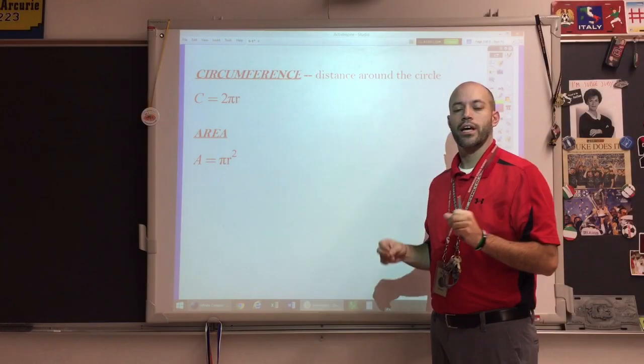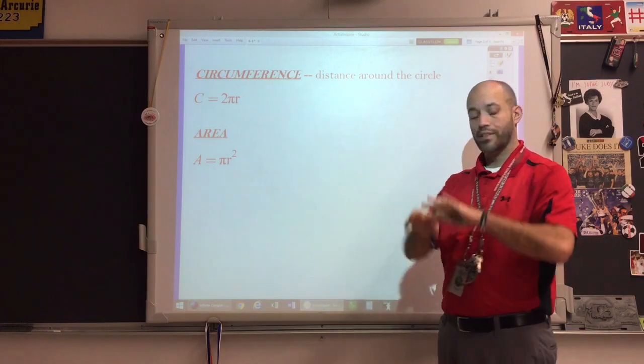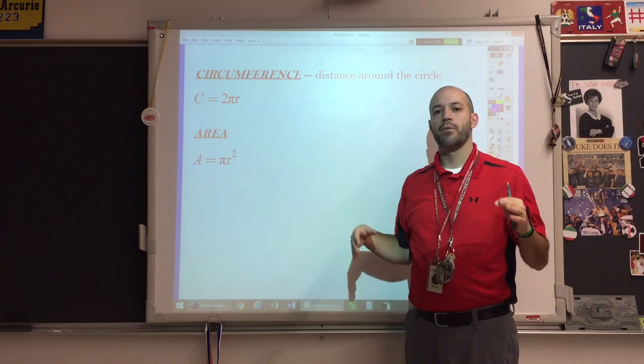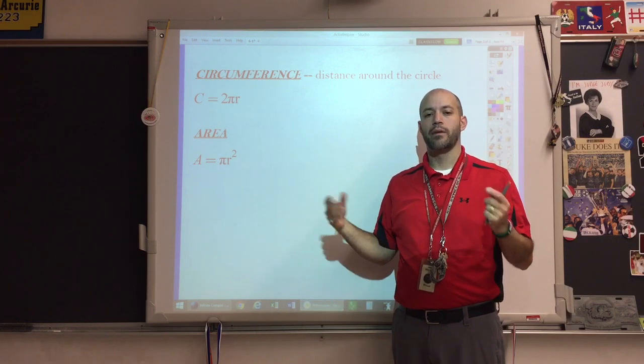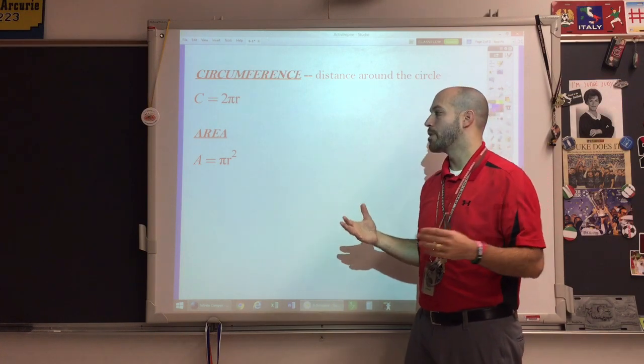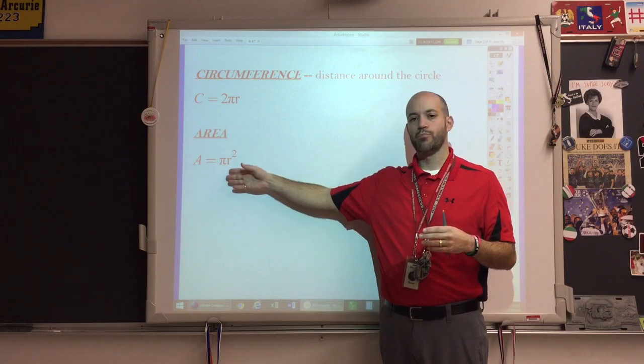Next, we're going to take a look at these two formulas, circumference and area. Circumference being the distance around the circle. We know that circumference can be found by taking 2 times pi times the radius. We're actually going to see this formula show up in the construction of the area formula, which is pi r squared.